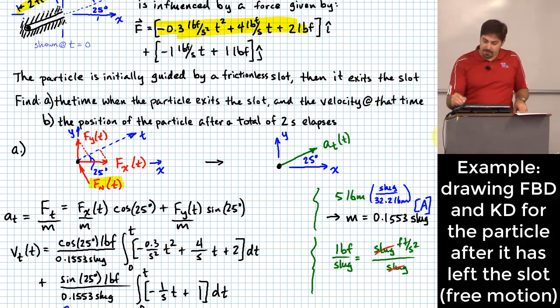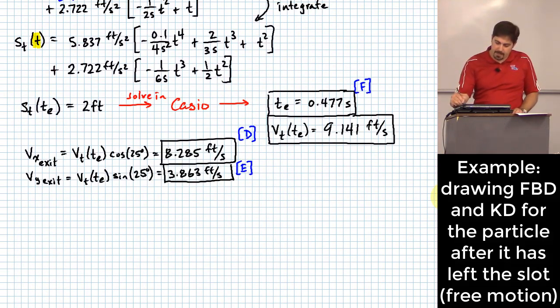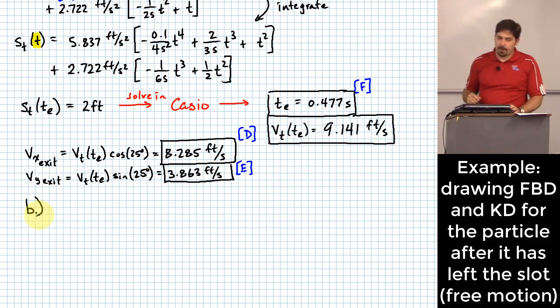Other than that, it actually looks kind of similar, but I guess we should probably go and, for part B, look at maybe a different kind of free body diagram, because now we no longer have the slot that's involved.